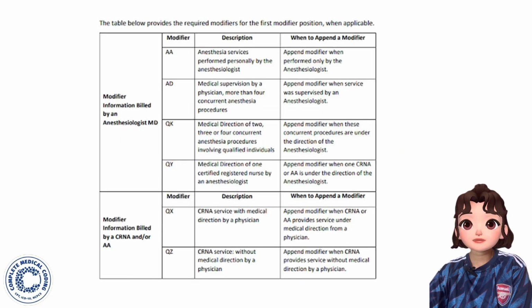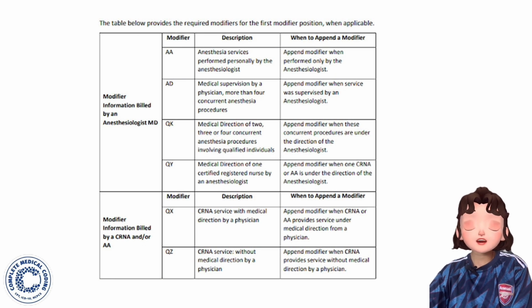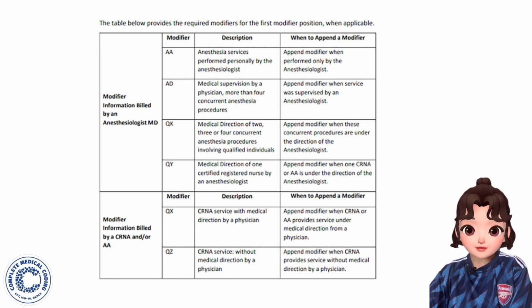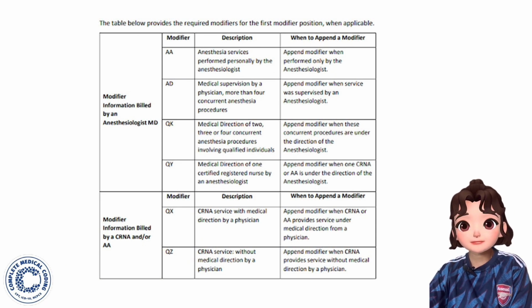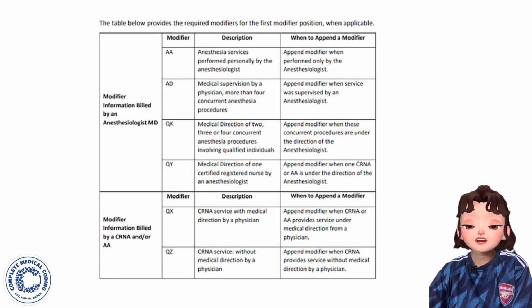Okay, these are the few important HCPCS modifiers. You will find HCPCS modifiers in the HCPCS coding book. The table below provides the required modifiers for the first modifier position when applicable. These are some important ones: modifier information billed by an anesthesiologist, and modifier information billed by a CRNA. CRNA means certified registered nurse anesthetist.